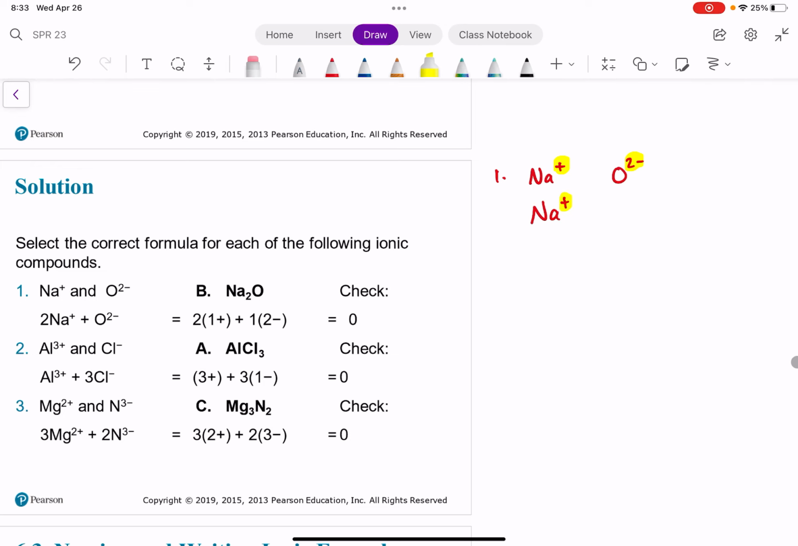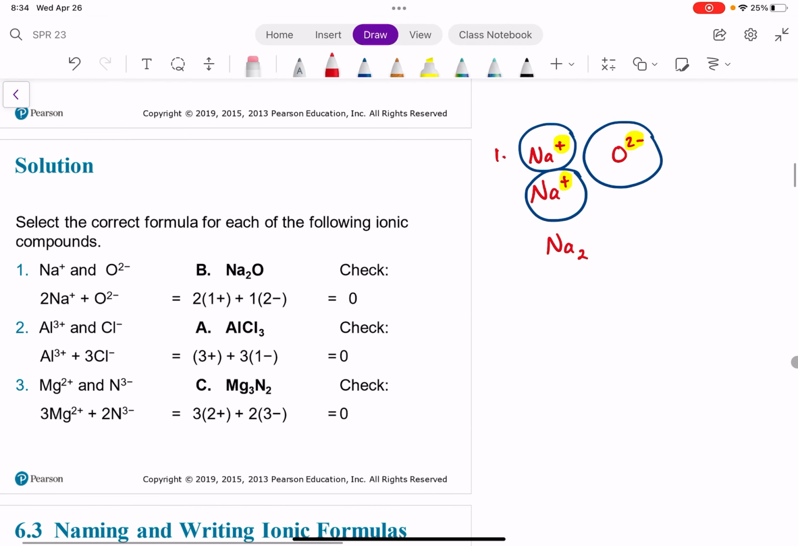So now we can say, okay, that's fine. I have a 2 minus charge on my oxygen, but I can just add another sodium ion. And now I have 2 sodium ions for every 1 oxygen ion. So how am I writing that formula? Well, I need to show a 2 here because I have those 2 ions. And I have my O here because I have 1 oxygen ion.